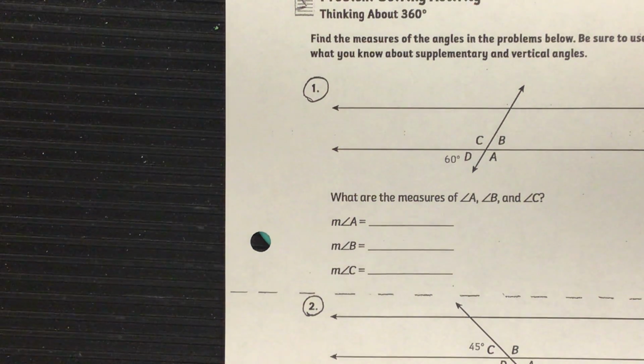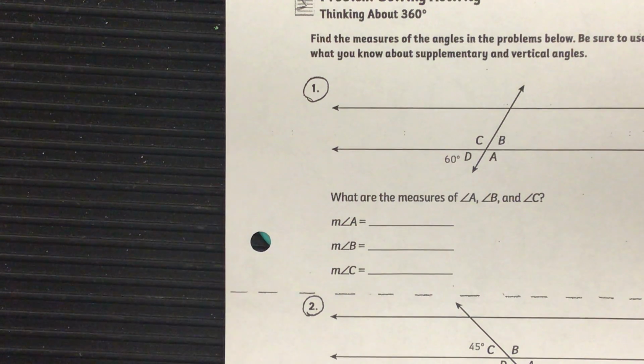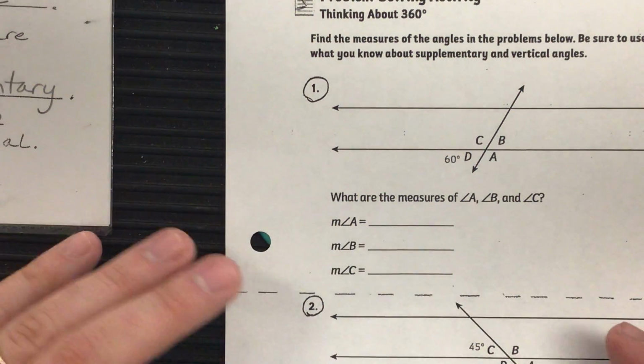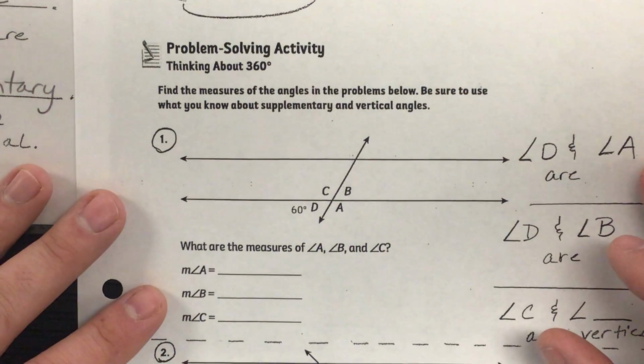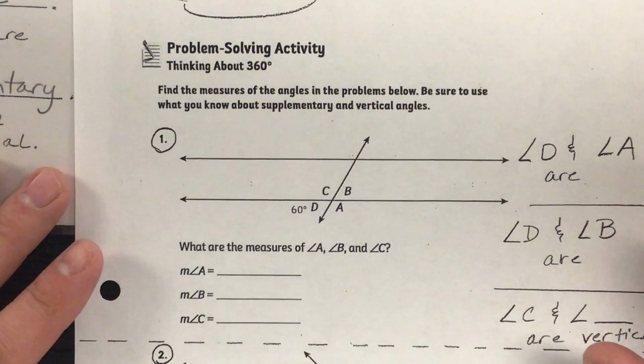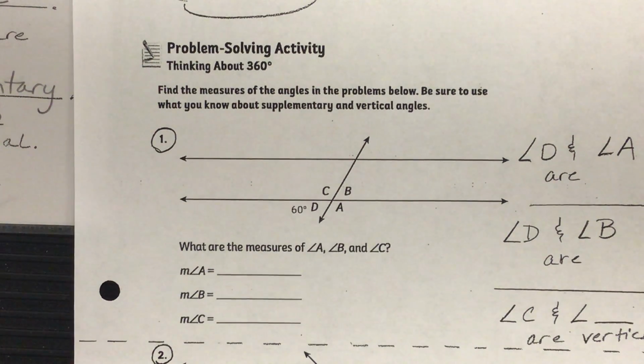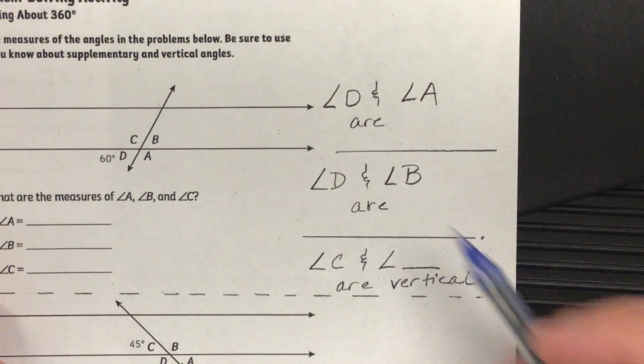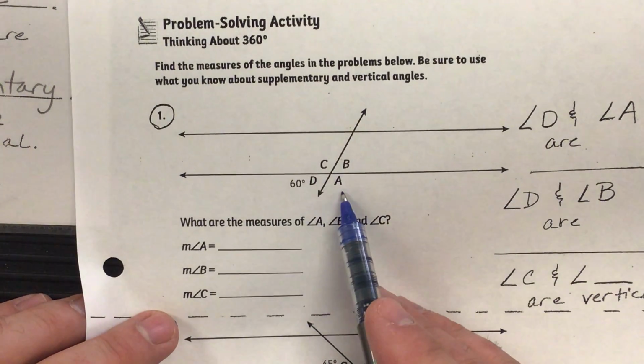Next page. Lando, read. Find the measures of the angle in the problems below. Be sure to use what you know about supplementary and vertical angle. All right. So let's fill in the blanks over here first. On the right, angle D and angle A are blank.